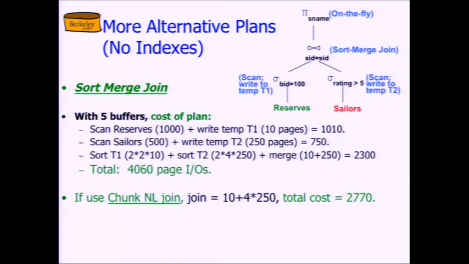Now, what if we weren't using page-oriented nested loops? We were using chunk-oriented nested loops. We could bring in more pages of the outer for every scan of the inner. We could get the total cost down to 2,770. So nested loops join is actually looking pretty good.